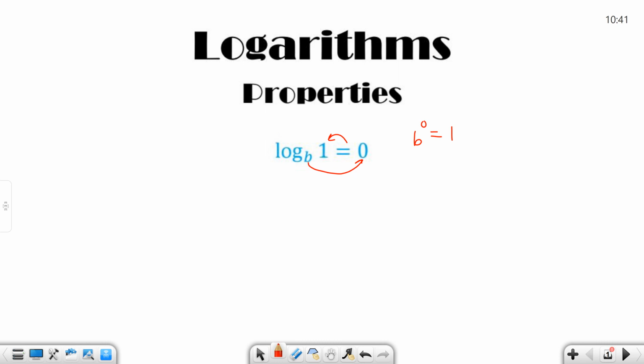We've already said b is positive, so it can't be 0. B is bigger than 0, and it also can't be 1. Any number to the 0 power, we know that rule, is 1. So that's why this is true. The log of 1, no matter what the base is, is always 0. Whether it's common log, natural log, or any other log, the log of 1 is always going to be 0.